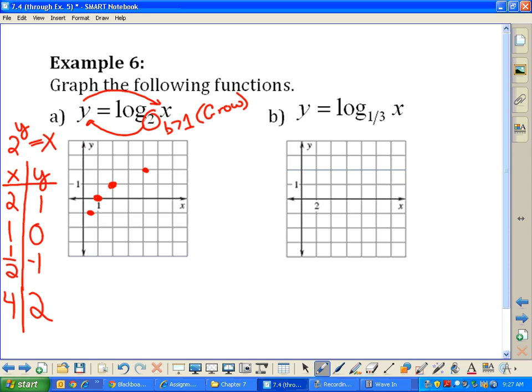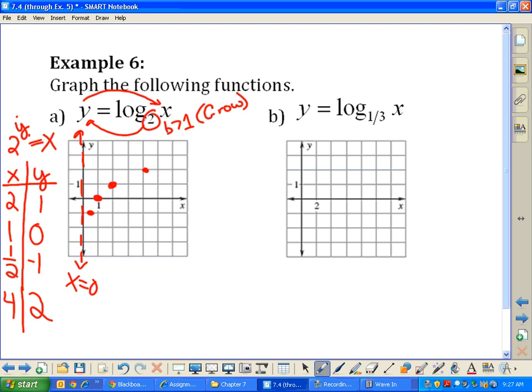Could I possibly get any negative x values? Is there anything you could put in for y that would get me a negative x value back out? No. How about 0? Could I get an x value of 0 back out? No, there's nothing you could raise 2 to get 0 back out. So notice, when we think about these possible values on our t-chart, we can't even touch this line. So bam, there's your asymptote right there.